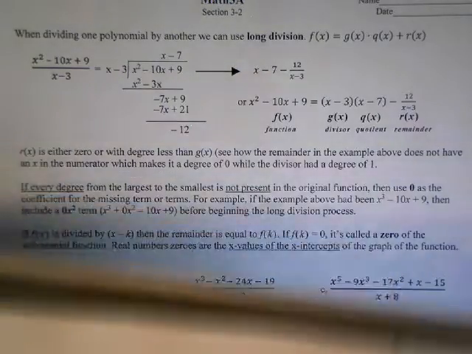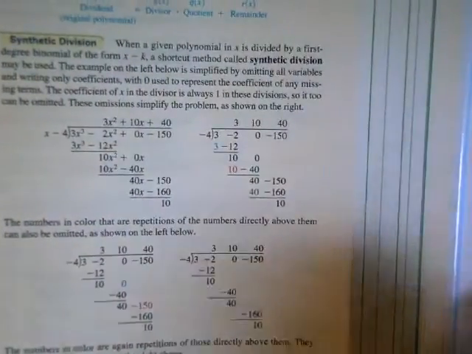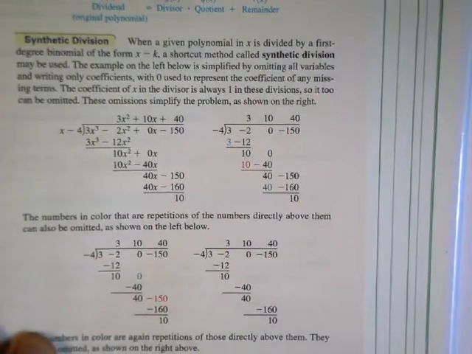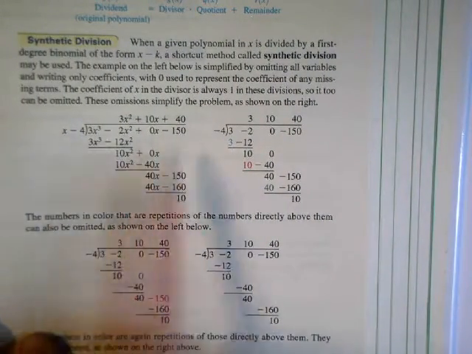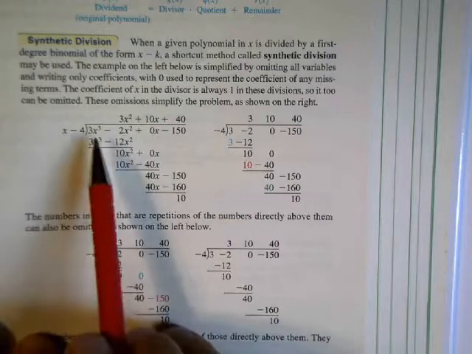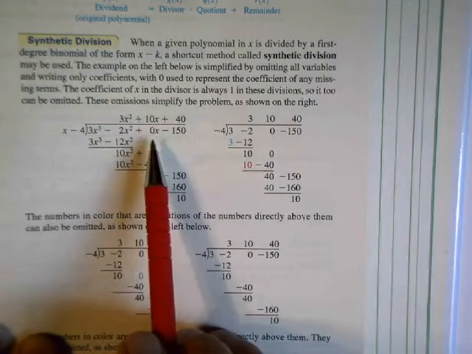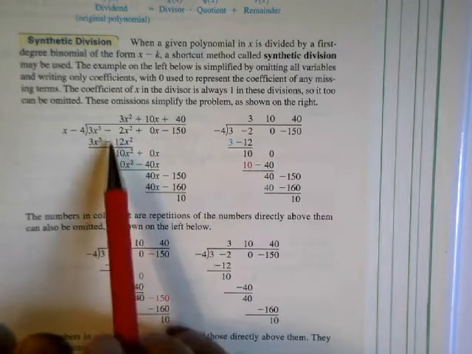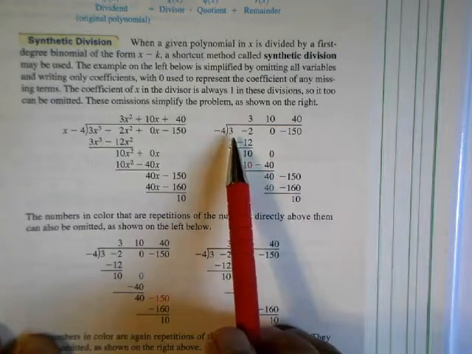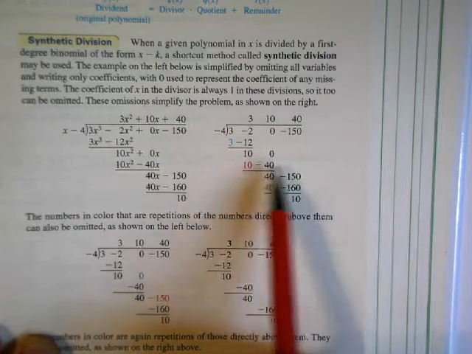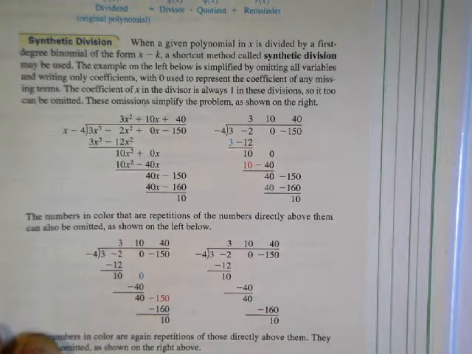The book calls it synthetic division, and what they do, as you can see in an example here, is instead of writing out the polynomials, so here you have 3x cubed minus 2x squared plus 0x minus 150, and then you go through the process until you get a remainder at the end, they only use the coefficients that are in front of the polynomial terms. It works exactly the same way.